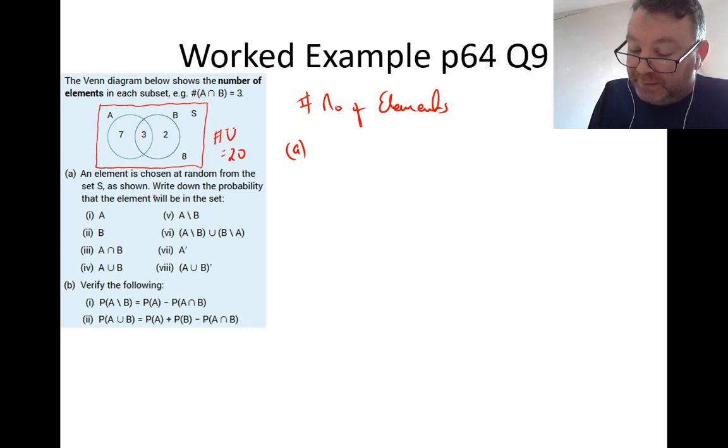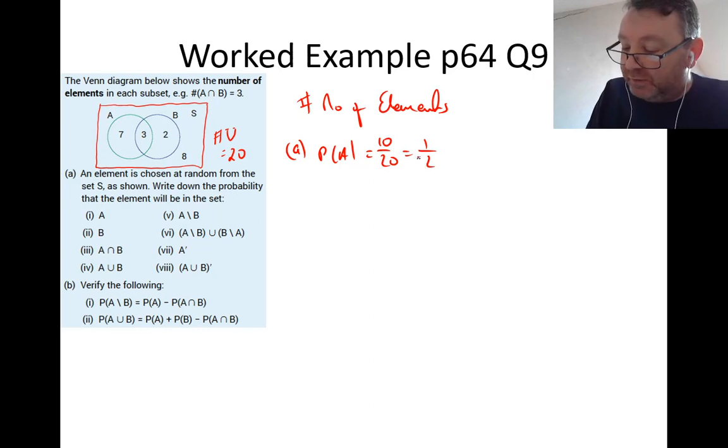Write down the probability that the element will be in set A. So what's the probability of A? The probability of A is 10 over 20, which is half. And he knows I deal with fractions all the time. Okay, that's part 1. Part 2. What's the probability of B? Okay, probability of B is 5 over 20, which is a quarter.